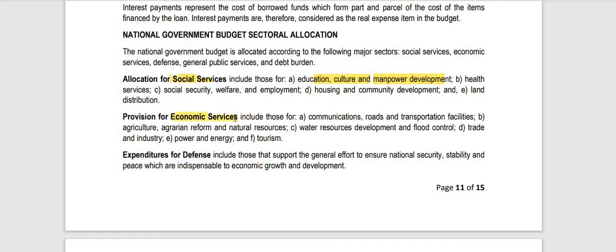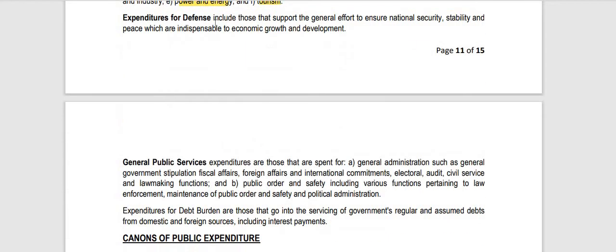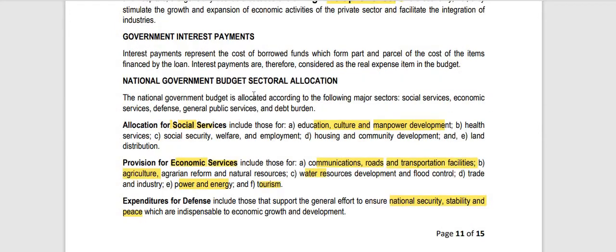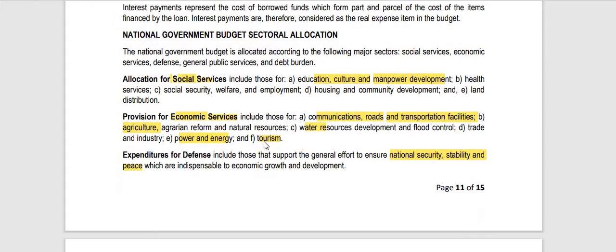Also for economic services. Kanang economic means communication, roads, and transportation facilities. Katong sa about sa agriculture, water, and power and energy, and tourism. Expenditures on defense. That's very sabotable for national security, stability, and peace. And then the general public services. So once we say general public, these are the general administration, such as general government stipulation fiscal affairs, and public order and safety, including various pertaining to law enforcement, maintenance of public order, and safety. So these are the national government budget sectoral allocation.